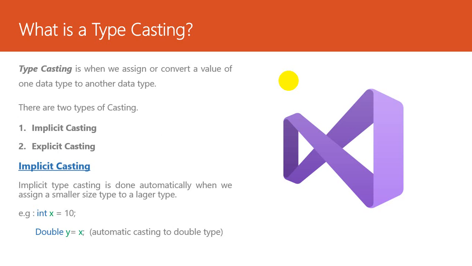For example, we have declared a variable of type integer, which is x equal 10. So we declare another variable, double y equal x. We assign the value of x into y. So this automatically converts the value of x into y, that is double.